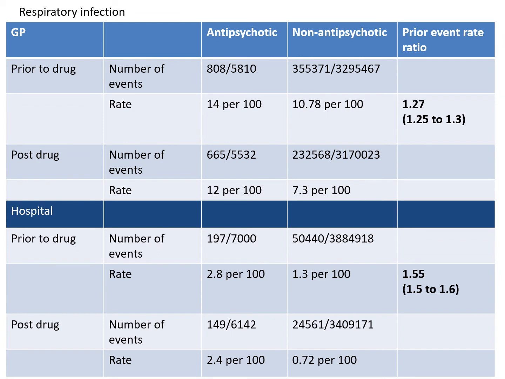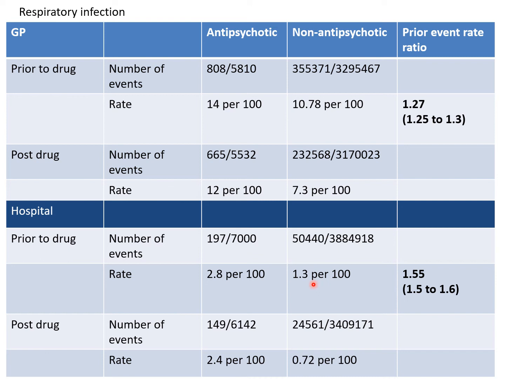When using more traditional statistics, we can see that the rate of going into hospital for respiratory infection before a person is put on antipsychotic was 2.8 per 100 people. And this was already twice as high compared to people who are not put on an antipsychotic, who had a rate of 1.3 per 100 people.